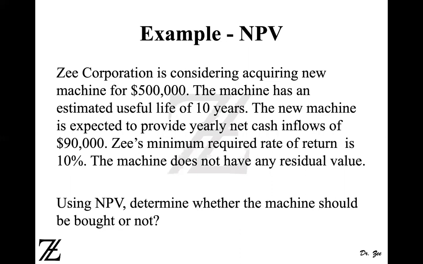Okay. The machine has an estimated useful life of 10 years. The new machine is expected to provide yearly net cash inflows of $90,000. So every year, the machine is going to generate $90,000 of cash inflow. Z's minimum required rate of return is 10%. Okay, so hurdle rate or cost of capital, minimum required rate of return, desired rate of return is 10%. The machine does not have any residual value. So once the 10 years are over, there is no value of the machine left. Okay, so it can be disposed of at 0. Using net present value, determine whether the machine should be bought or not.